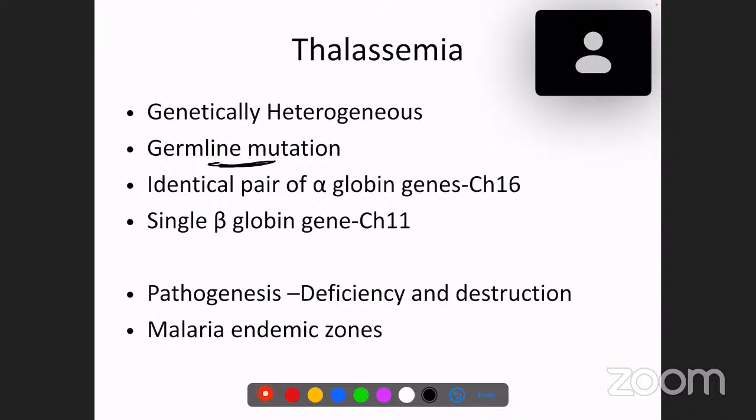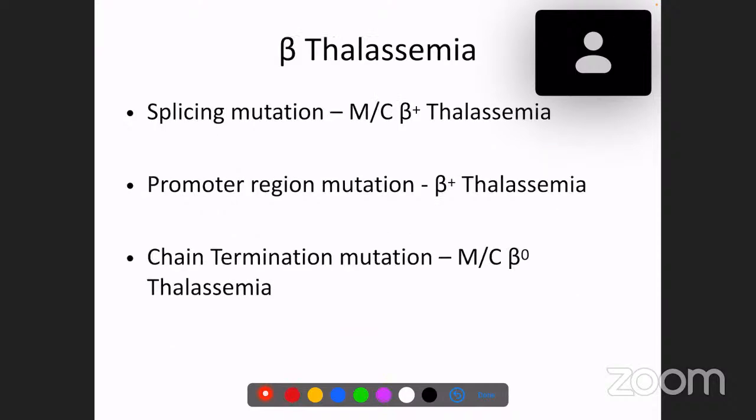And remember, the alpha globin gene is on chromosome 16. As you can see here, it is an identical pair. It means if you have a chromosome, so the alpha globin, I'm sorry.